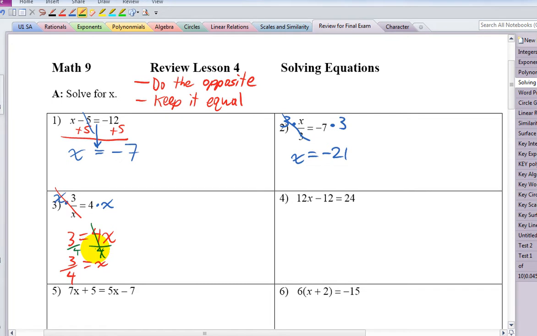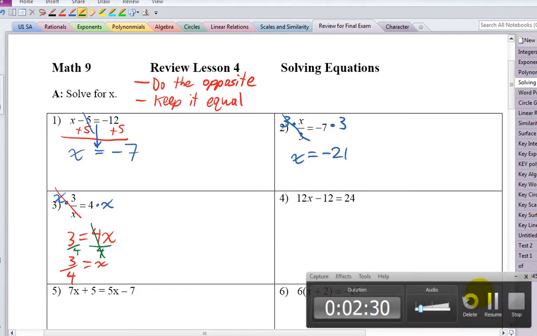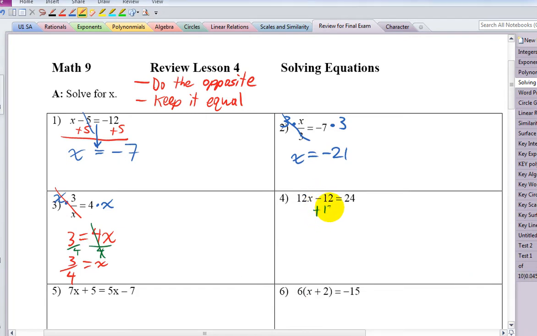Okay, number 4, show all your work. Go. Oh, really? Show all your work. Oh, no, not that. Question 3. 12x equals 36, first step. Divide both sides by 12 is the second step. X equals 3. There you go.